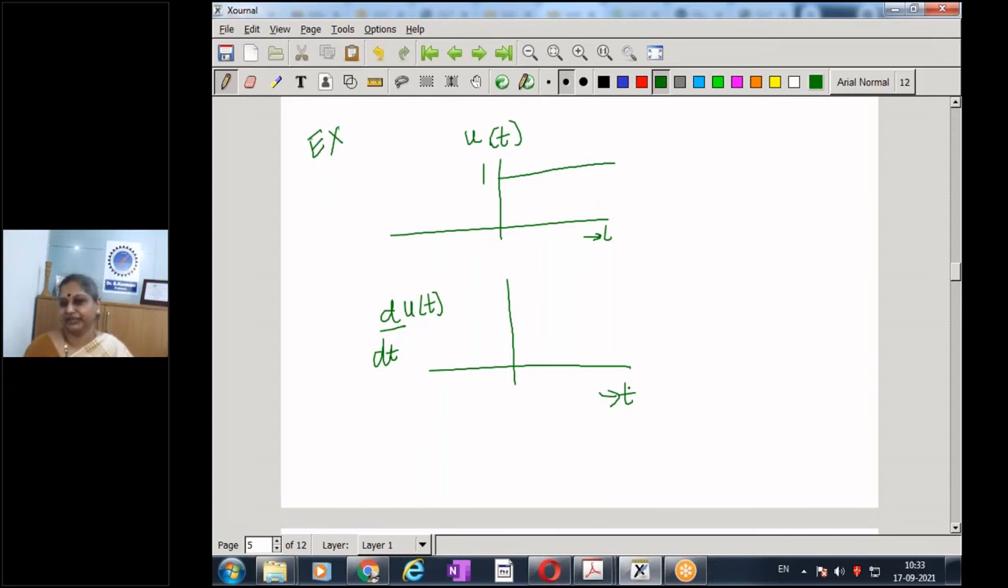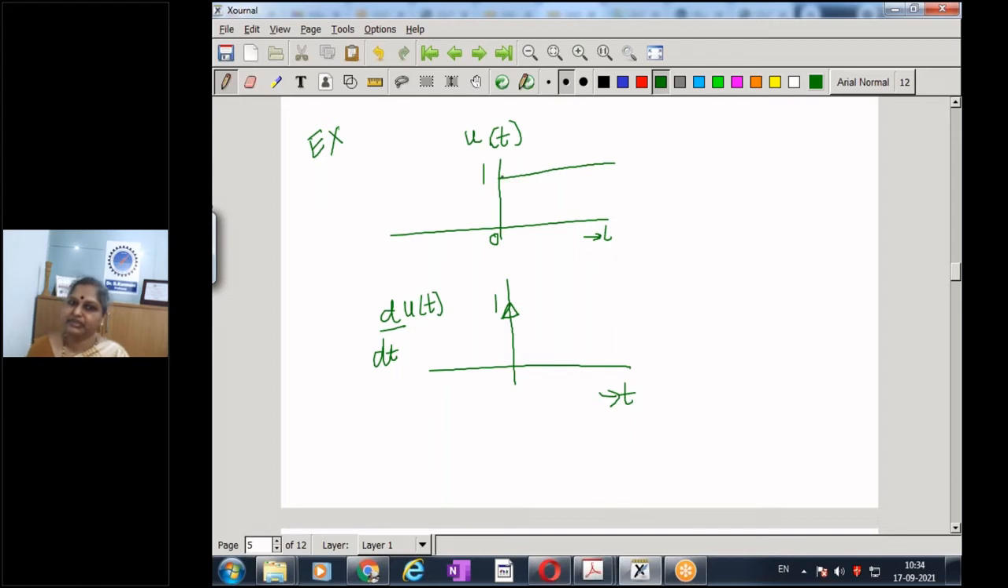Imagine I'm walking from minus infinity. I keep walking, and there is no signal. Till I come to 0, there is no slope, no increase, no decrease; it's 0. What happens at 0? I need to suddenly jump. Jump by how much? By 1. And how do I represent a sudden jump? By an impulse function of strength 1.